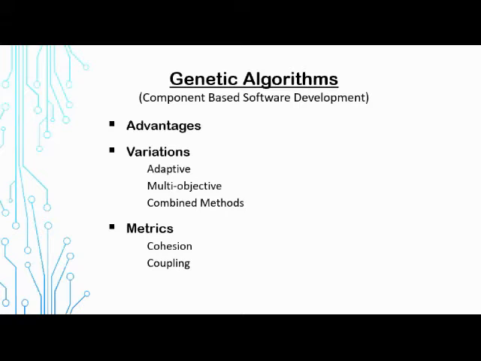There are two metrics which are commonly used for genetic algorithms when applied to component-based software development. The first is coupling, and it refers to the dependencies between the modules. Ideally, we would like low coupling. The second one is cohesion, and it refers to the relatedness of the functions within a module. Ideally, we would like to have high cohesion, as we would like all of the functions of the module to be interrelated with each other.